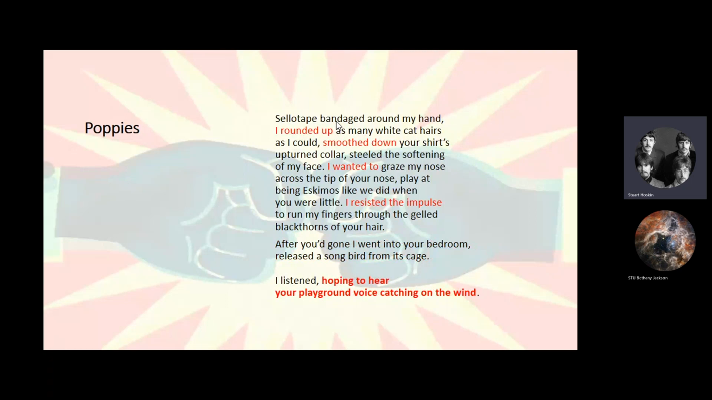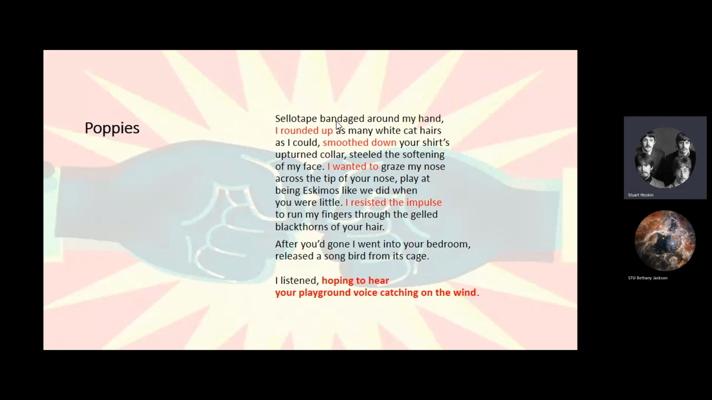And finally on poppies, just bringing you back to this idea of treating him as a child, the very fact that this is the end, hoping to hear your playground voice catching on the wind. Her final thing in this, assuming that we take that he is dead, that he has died.